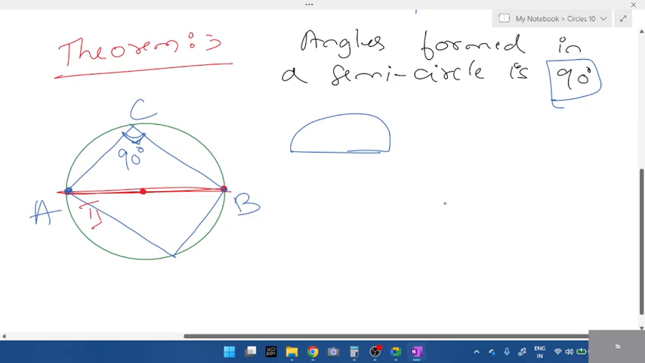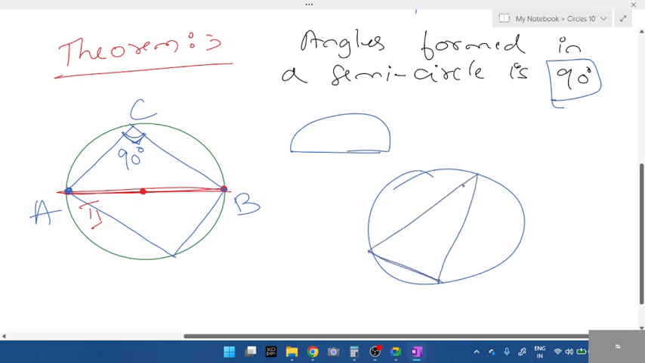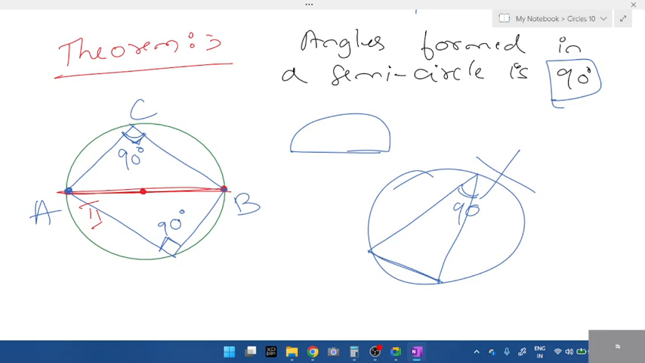All of you respond. Yes. But if I take a chord, students, which is not a diameter, and connect this, this is not 90 degrees. Look, this is not 90. Only through the diameter, this is 90 degrees. Make a note. Write this. If you take a chord, that is not 90. You should take a diameter. Through the diameter, if you touch any point on the circumference and a triangle is formed, it is 90 degrees.